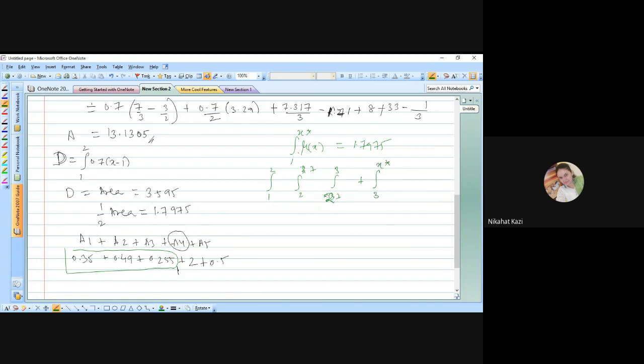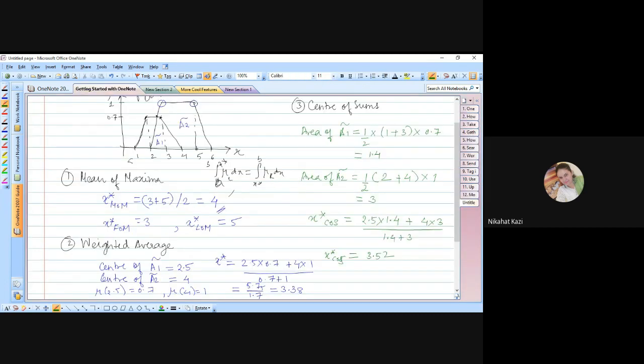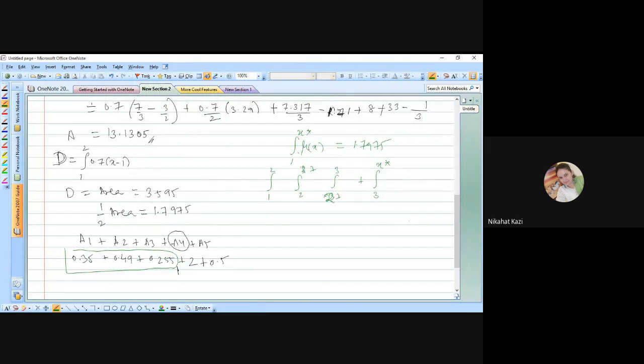So I say 3 to x star. I don't say 3 to 5 now. I say 3 to x star because I need to find that x. My bisector is lying somewhere in between 3 and 5. So I say integral from 3 to x star mu x. What is the equation of that line? It's a line parallel to the x-axis. So what is that equation? It is 1, right?